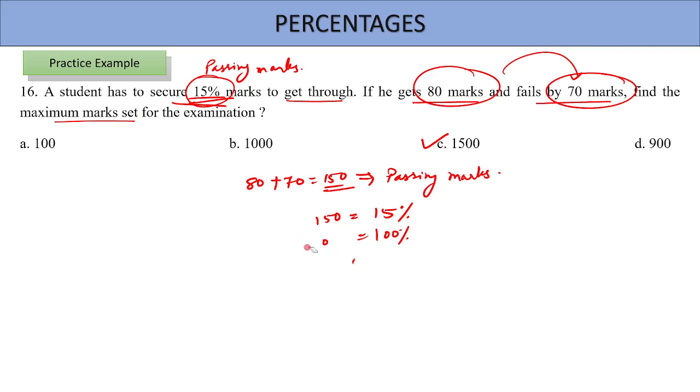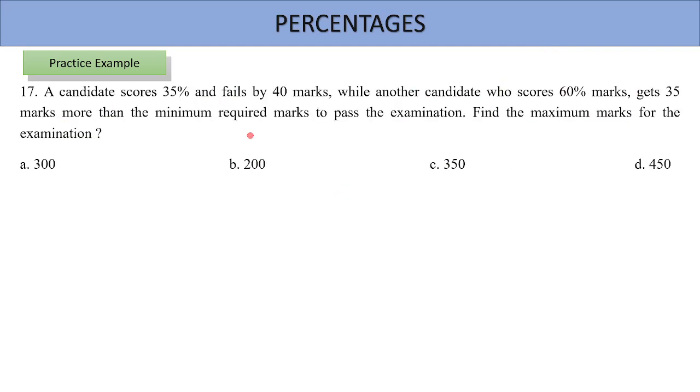So you can see this is a mistake, guys. 150 into 100 by 15. This will be 10. So my value will be 1000. Sorry, guys. I hope this sum is also clear. A very simple sum.